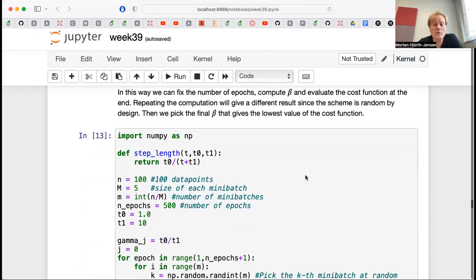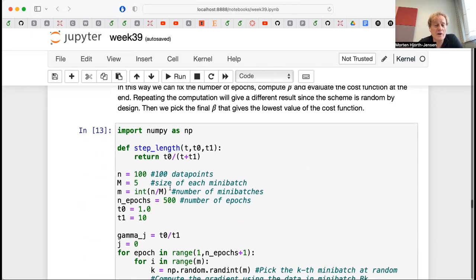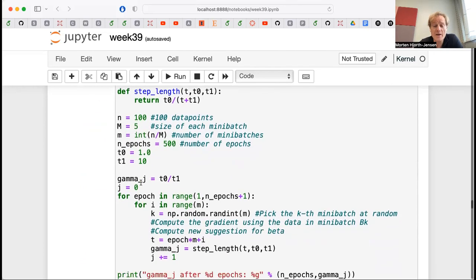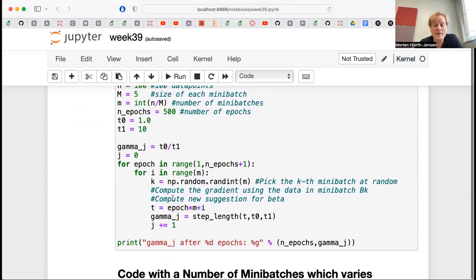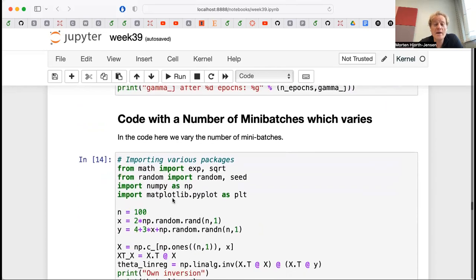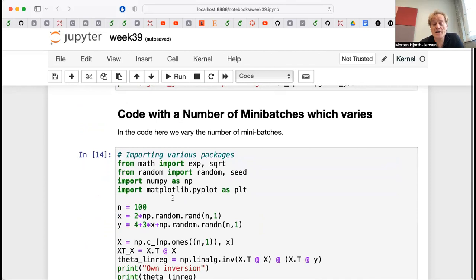So in this specific case, you will define this function like that. You can fix parameters. Often this T1 is chosen to be larger than T0. Here we choose a number of epochs, 500. This becomes another parameter one has to tune, and the same with the number of batches or mini batches. And then it would simply run over here. But now we're going to look at a code which has a number of mini batches which varies.